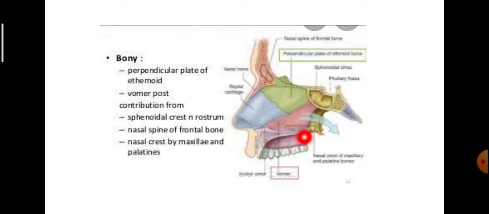I repeat again, what are the other bony contributions? The rostrum of the sphenoid, the spine of the frontal bone, the inner aspect of the nasal bone, the crest of maxilla, and the crest of palatine bone.